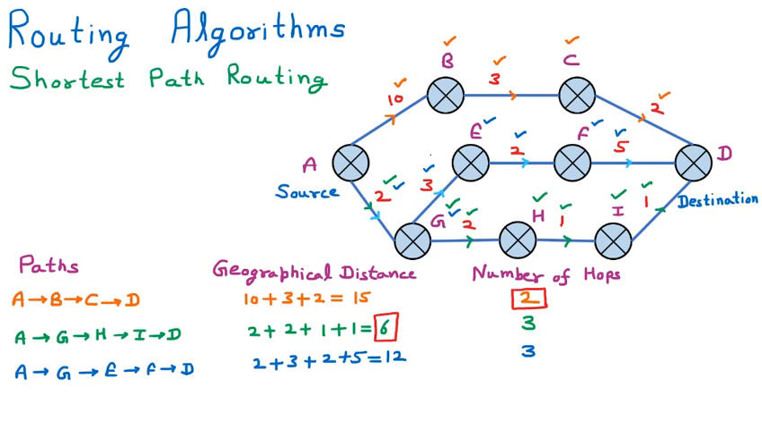So that is all about shortest path routing, where we can find out the shortest distance or we can find out the number of hops. Based upon that we find the shortest path. So here if we go with the distance, then the second path is shorter, and if you go with the number of hops, then the first path is shorter. So that is all about shortest path routing.